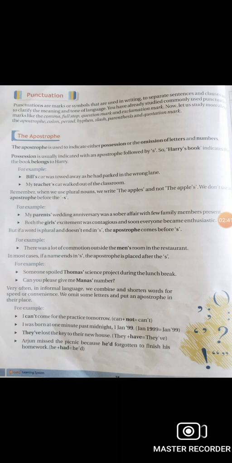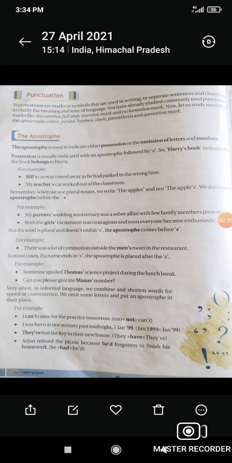Now we have already discussed that for omission of letters and numbers we also use the apostrophe. You have read many a time can't, didn't, don't, doesn't. So what we have done, we have combined two words and we have omitted some letters for speed or for our convenience. In informal language, we combine or shorten words for speed or convenience. So this is the apostrophe.